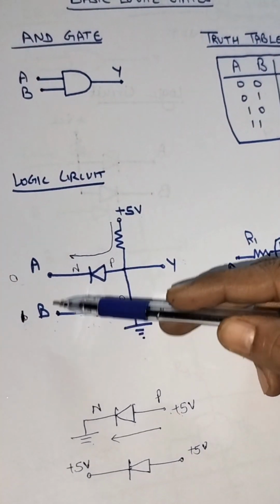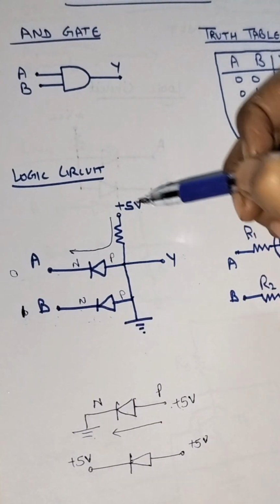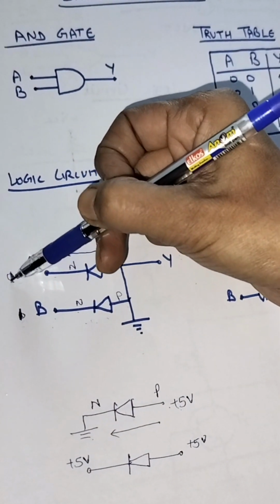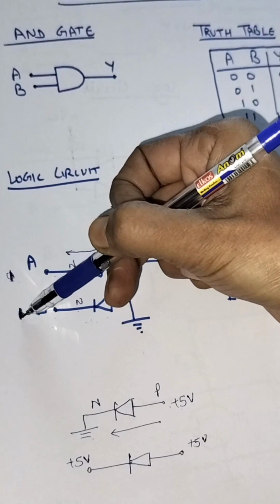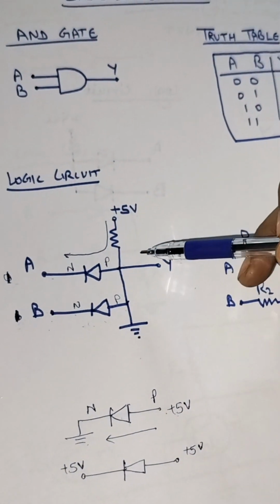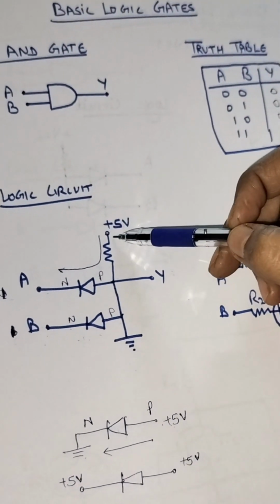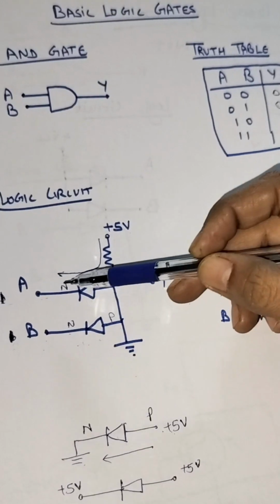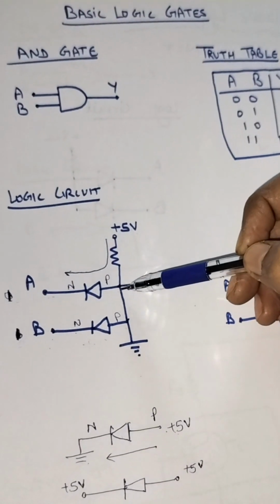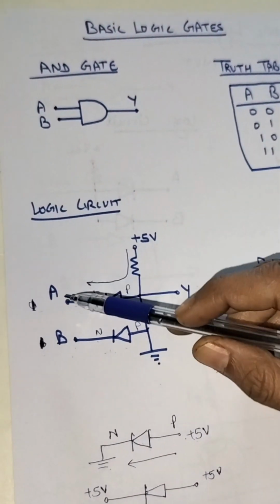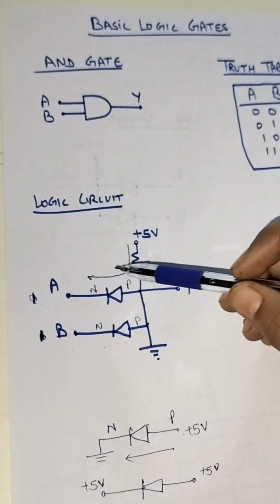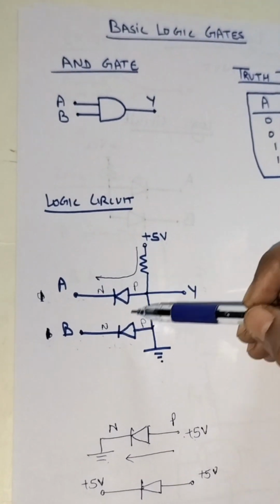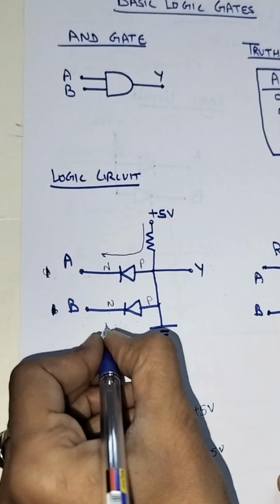Now what happens if both the inputs are 1? If I also make this 1 or give it a logic high or plus 5 volt supply, what will happen? Now there is no potential difference across the two terminals of diode. At P side also plus 5 and A side also plus 5 or logic 1. So no potential difference. So they both will be reverse biased only.